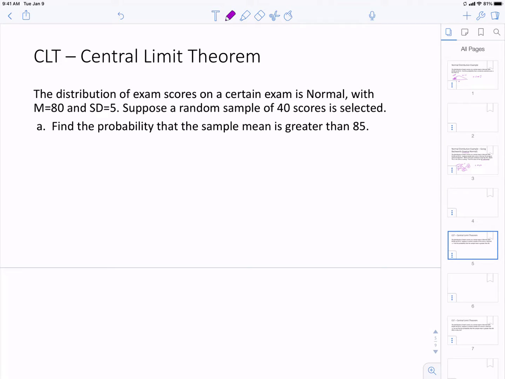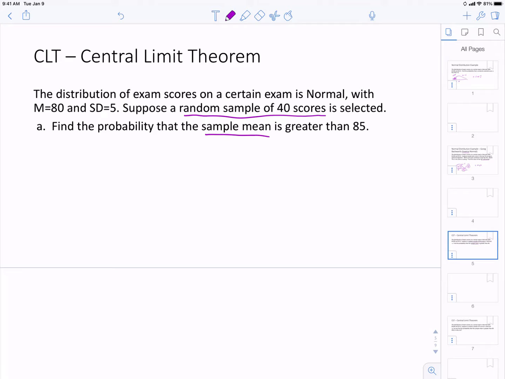This is an example of a problem involving the central limit theorem. So again, we have our exam scores, which are normally distributed with a mean of 80 and a standard deviation of 5. Suppose a random sample of 40 scores is selected. Find the probability that the sample mean is greater than 85.